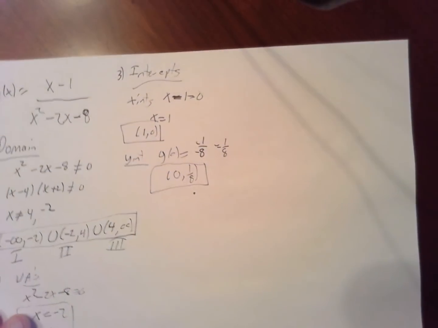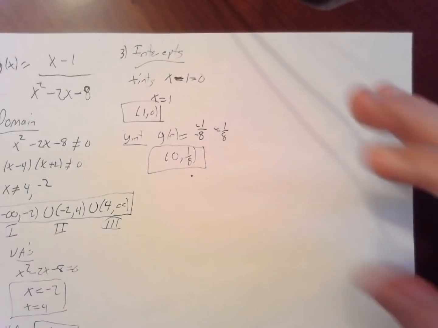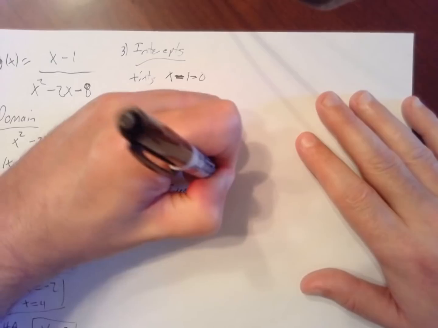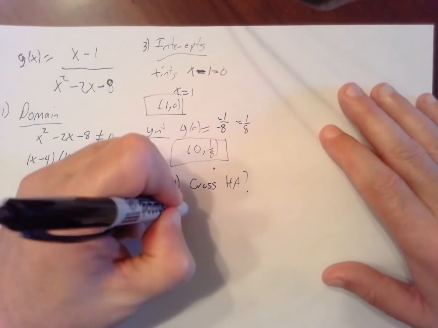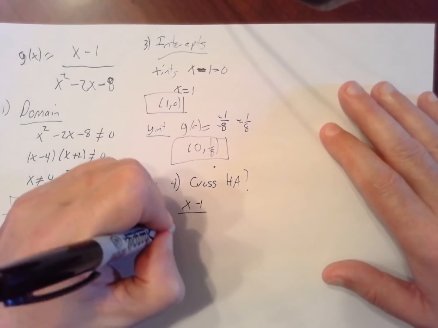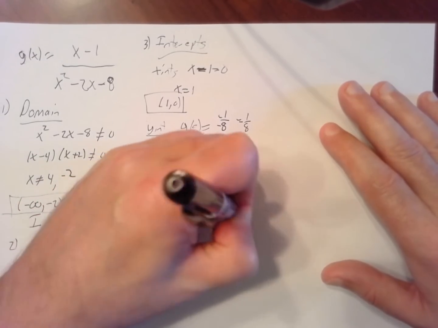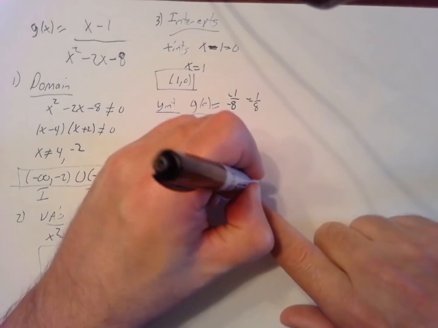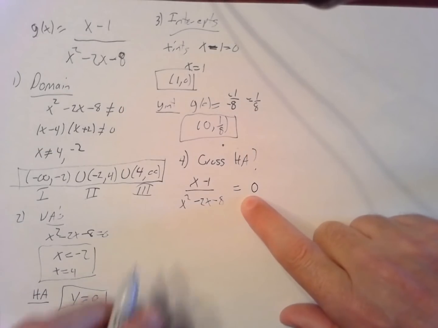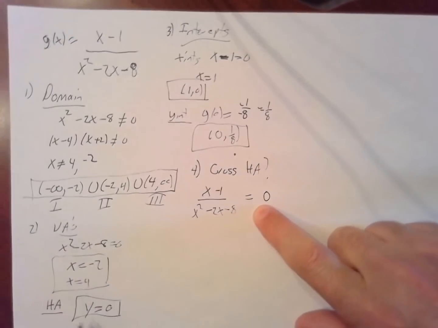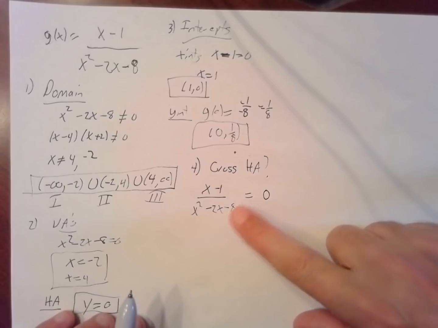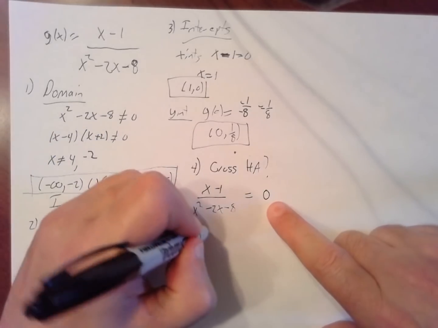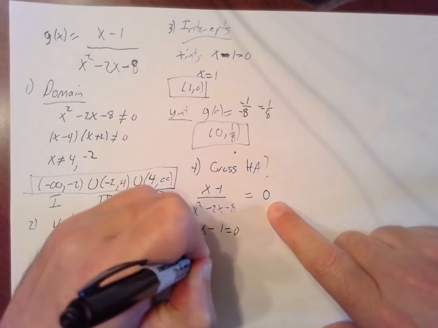In fact, that's our next step. And I already know the answer, but let's check it. Do we cross the horizontal asymptote? To check that, we set the function equal to the horizontal asymptote. What was my horizontal asymptote? Y equals 0. So the function itself equal to the horizontal asymptote. And now we have to try to solve this. Remember, the only way a fraction equals 0 is if the top equals 0. So that's the same as saying x minus 1 equals 0.